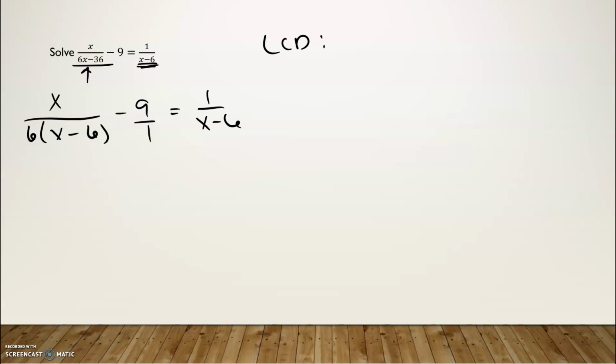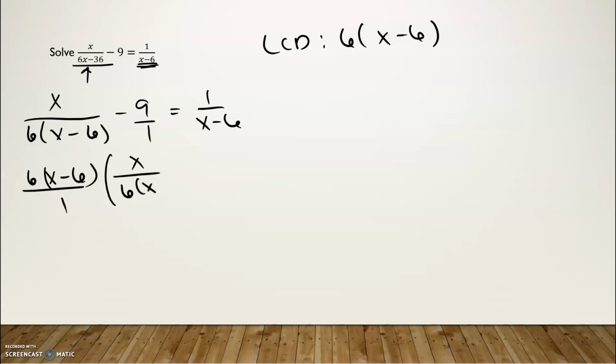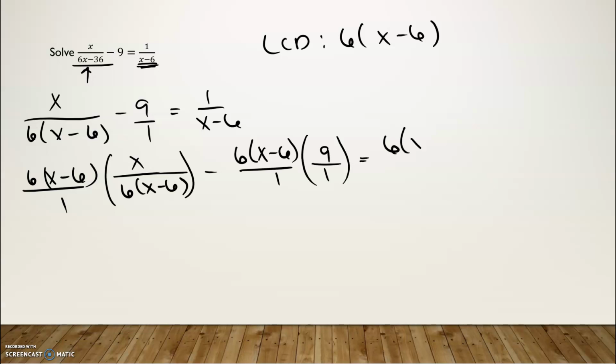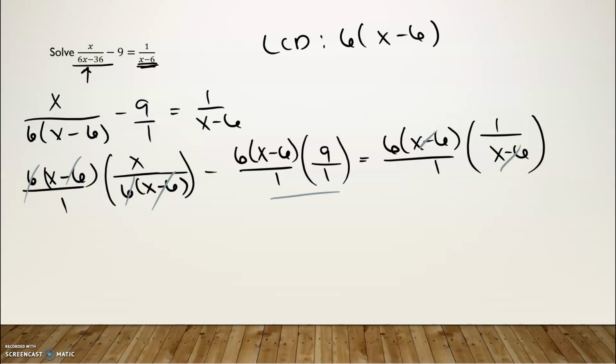So our LCD is 6 times x minus 6. So 6 times x minus 6 over 1 times x over 6 times x minus 6, minus 6 times x minus 6 over 1 times 9 over 1 is equal to 6 times x minus 6 over 1 times 1 over x minus 6. Then go through and start canceling. 6's cancel, x minus 6 cancel, nothing cancels here, and x minus 6 cancels there.